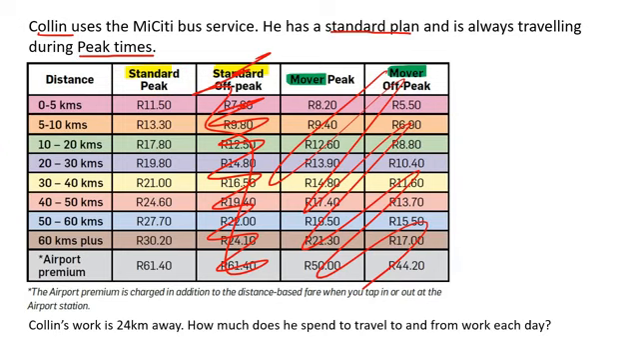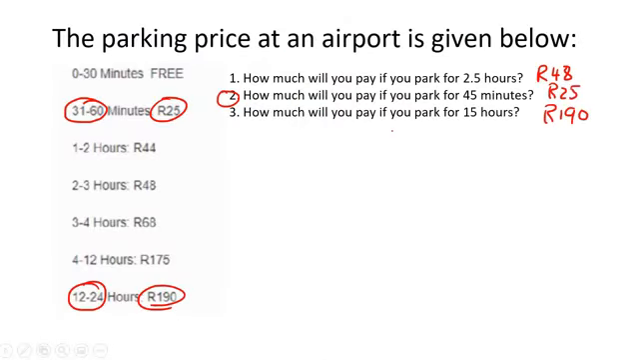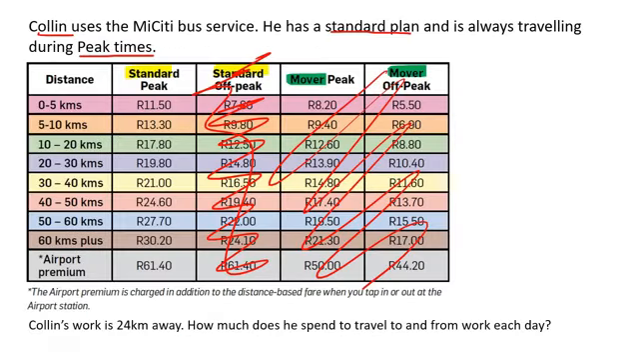So it says Colin's work is 24 kilometers away. How much does he spend to travel to and from work each day? So remember, Colin has to go 24 kilometers to work. So 24 kilometers will be over here. This is the same as the previous one. You mustn't go from the top. You just go to the one that you have to use. It's not the same as water and electricity. So you're not going to say first there and then there, you just go straight to the 24. So 24 would be in between these two, somewhere over here. And so that's going to be 19 Rand.